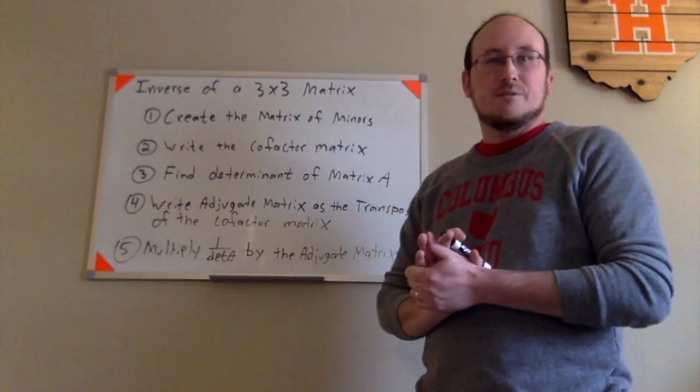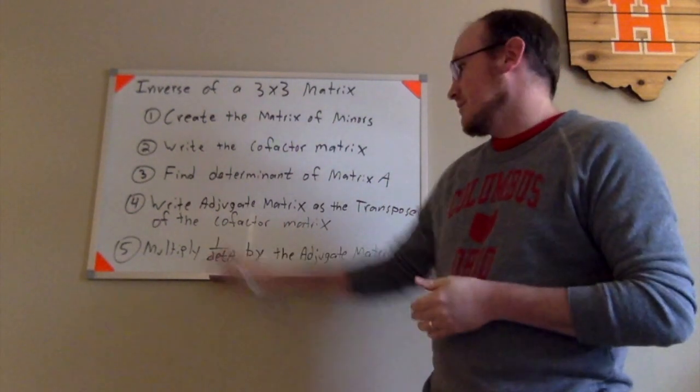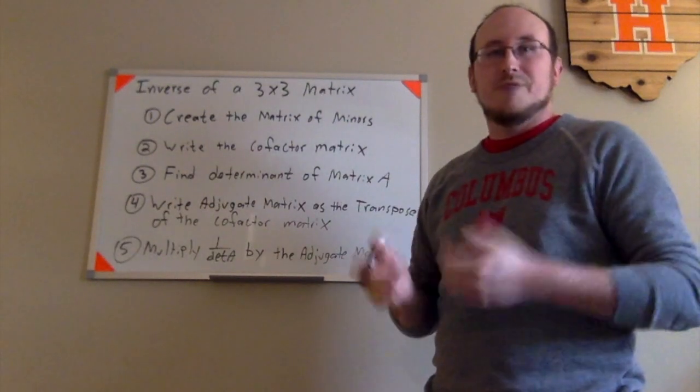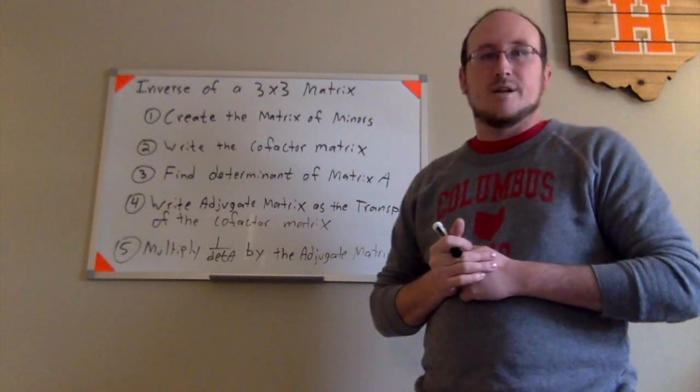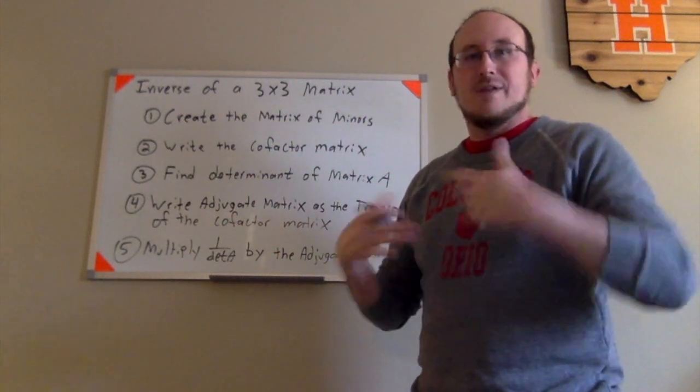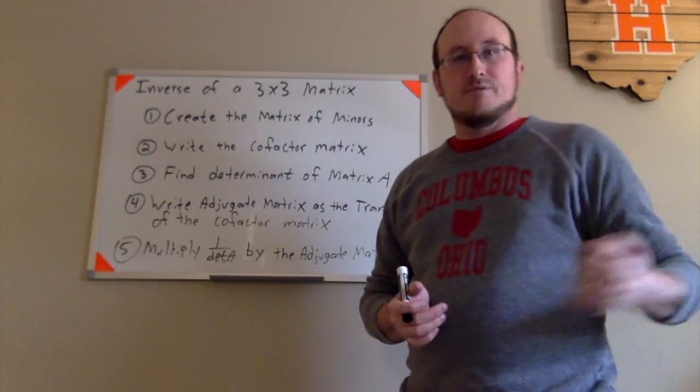And then finally, we'll do a little bit of scalar multiplication. We'll take that 1 divided by the determinant, and we'll multiply that by this matrix that we just created in step 4, and that should produce the inverse of the original 3 by 3 matrix.